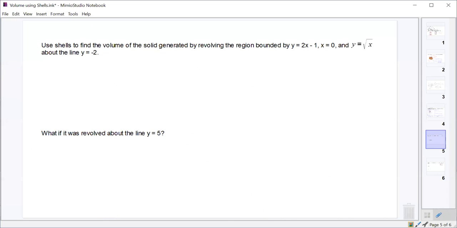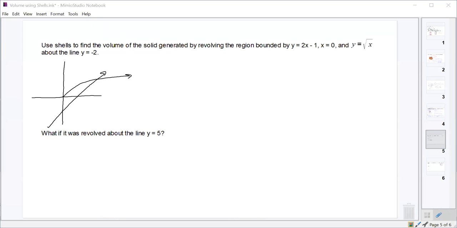Let's do this one and the other one. We're not going to evaluate some of these. We're just going to sort of set them up because the evaluation is kind of boring. They're all fairly easy integrals to do usually. So we got 2x minus 1, x equals 0, and the square root of x.